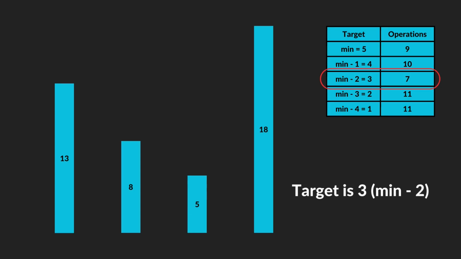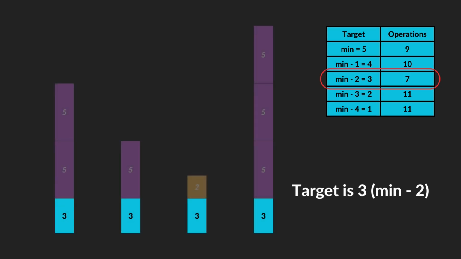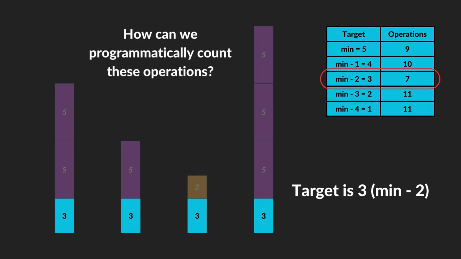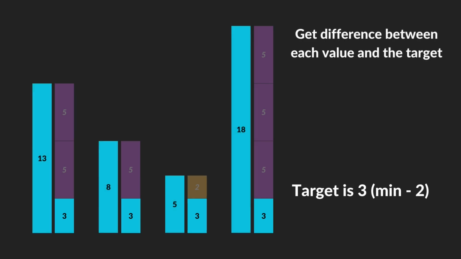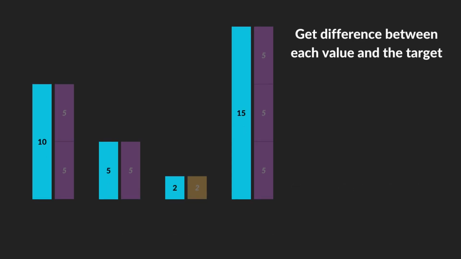Let's go ahead and check out our most efficient operation, where the target was 3. We need to be able to calculate that number 7. How can we programmatically count these operations? So I'm going to put side by side the total versus the chopped up values. First, what we'll need to do is get the difference between each value and the target. So remember, our target is 3, so we're going to need to chop off the bottom 3.